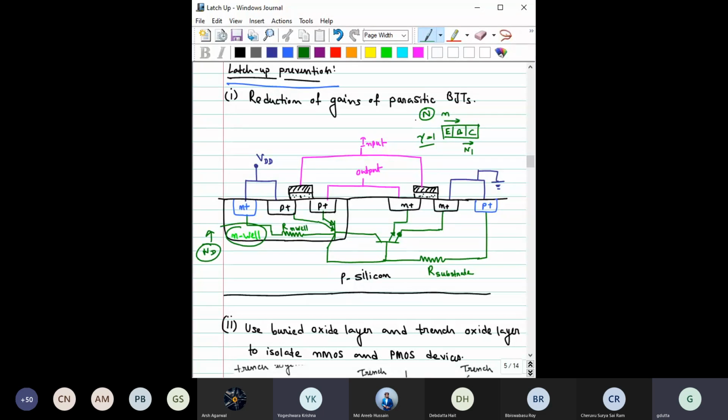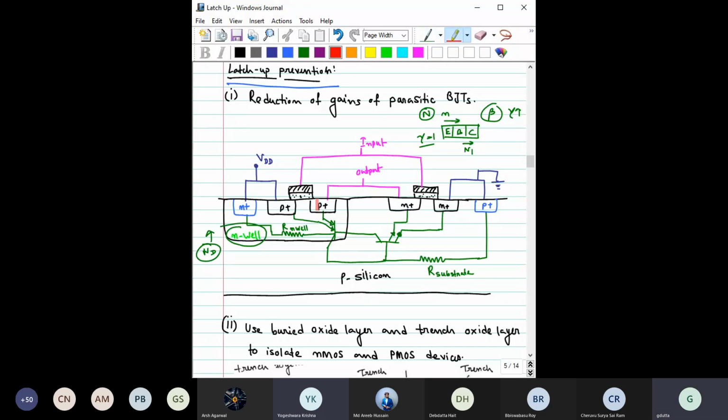If there is some recombination in the base region, injection efficiency will drop. So to have a higher value of beta, you have to make injection efficiency as high as possible. But here our intention is to reduce the injection efficiency, the opposite requirement. So we have to either increase this or reduce this. But when you reduce this, what will happen? This will create a parasitic resistance for the MOS.